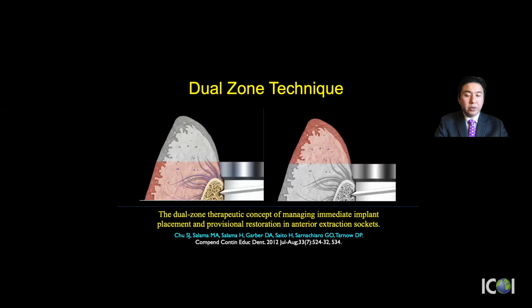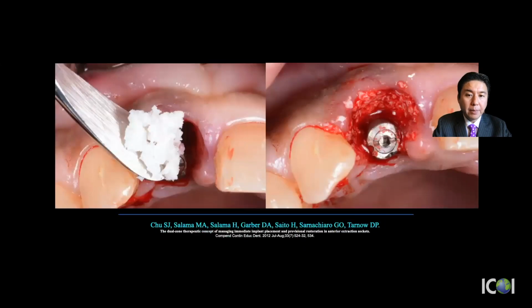Stephen Chu, Salama, and Tarnow's group developed the dual zone technique, which means that between the buccal bone and the implant, and above the bone under the soft tissue, they put bone graft material to support the soft tissue.